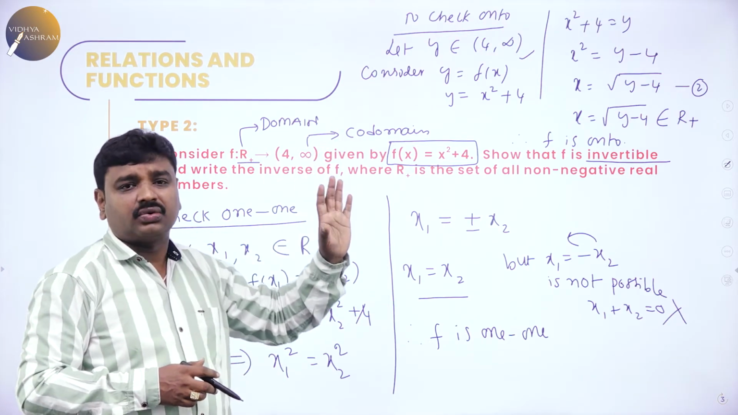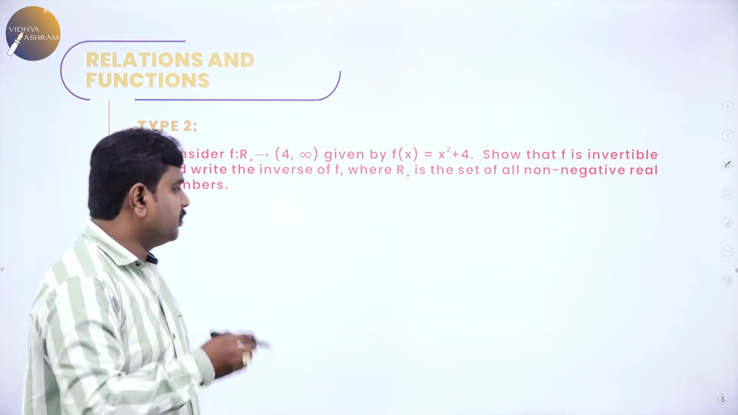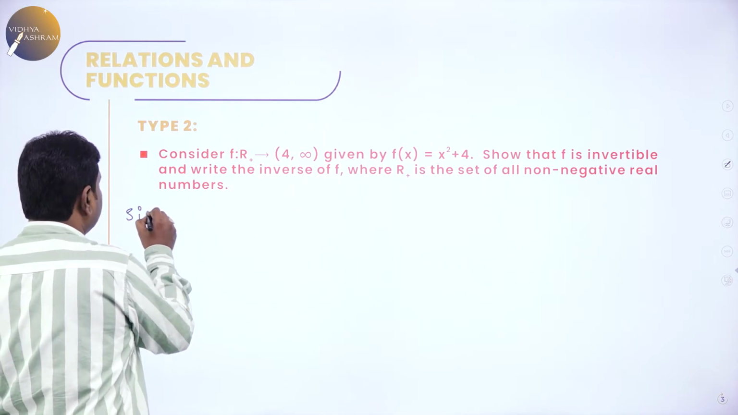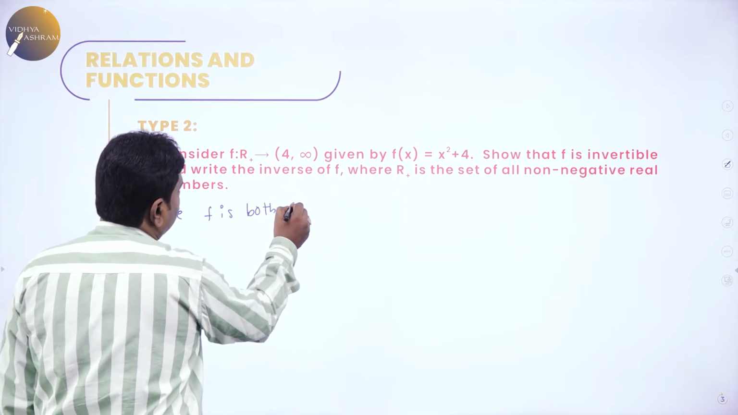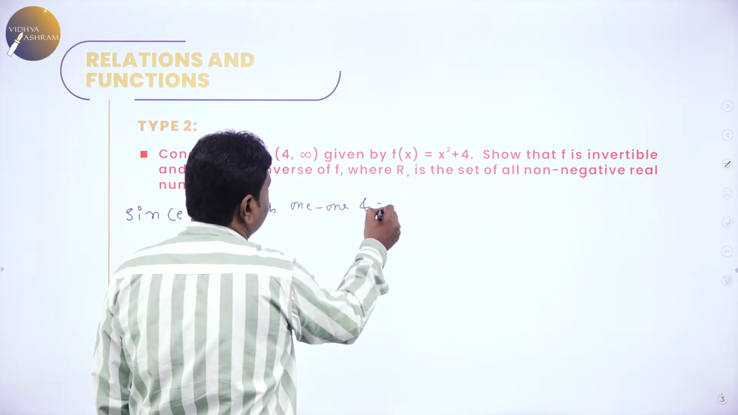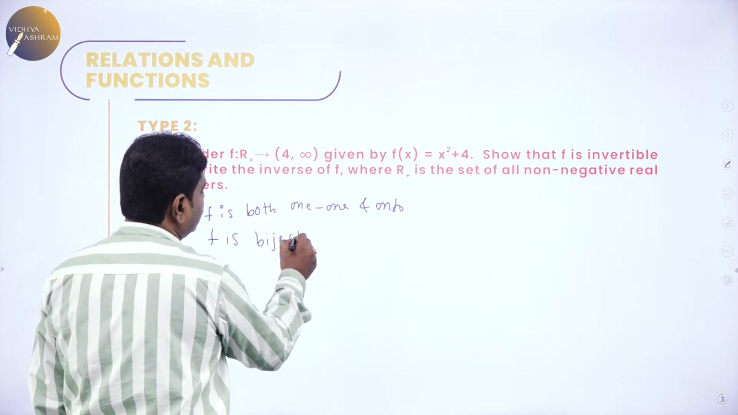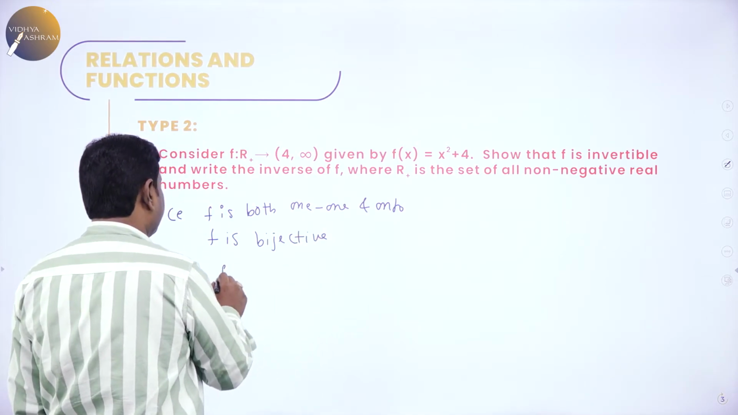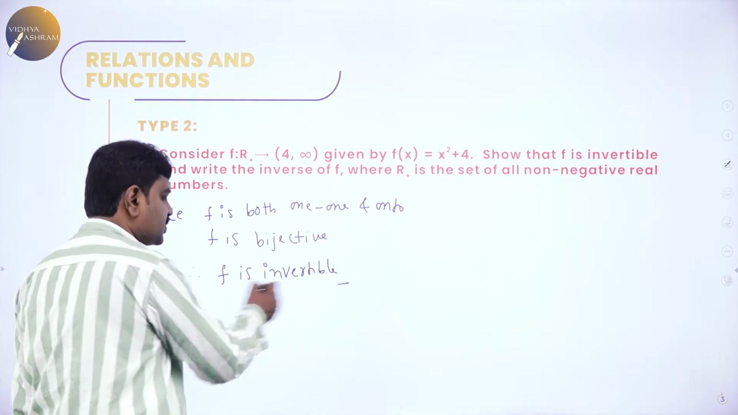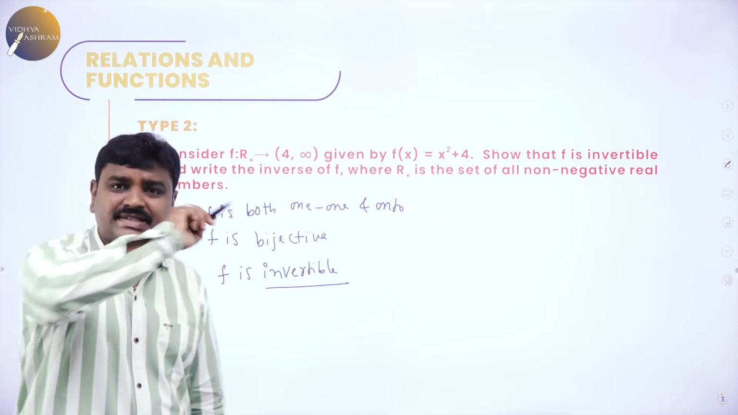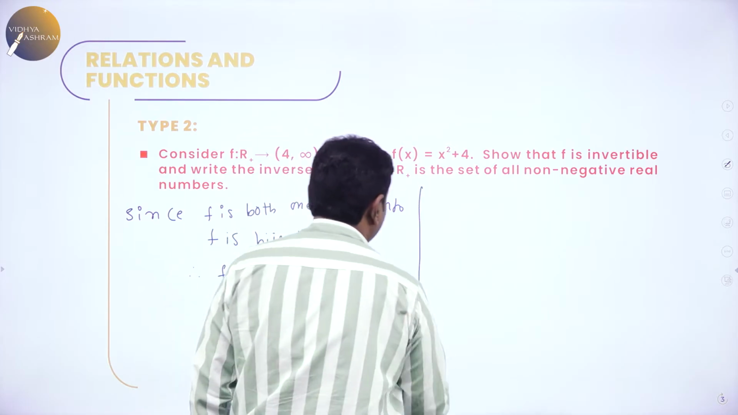Now we proved 1-1 and onto. What is the last step? We need to find inverse. Before that we should write the conclusion. What is the conclusion? Without fail you should write, since f is both 1-1 and onto, f is bijective. Because it is 1-1 and onto, it is bijective. Therefore f is invertible. They want you to prove invertible, we proved invertible. I told you a function is said to be invertible, or for a given function inverse exists, if it is both 1-1 and onto. We have done it. Now last step is to find inverse.